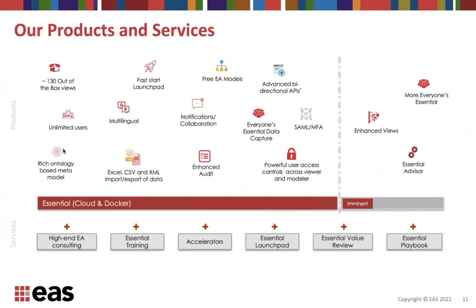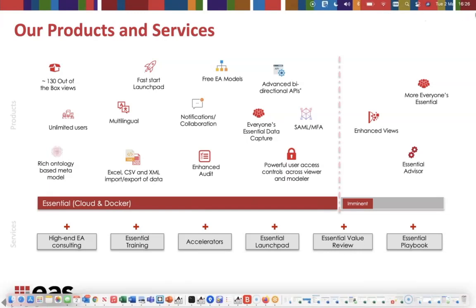So what do you actually get with Essential? So out of the box, we've got about 130 views. Now, we've also got access to Launchpad, but you get that free anyway, so you can download that off the website. We've got free EA models. Again, you can download those off our website. We've got a number of what we call data update packs around business capability models. We've got a number of APQC process models that are just free for you to download as a starting point.